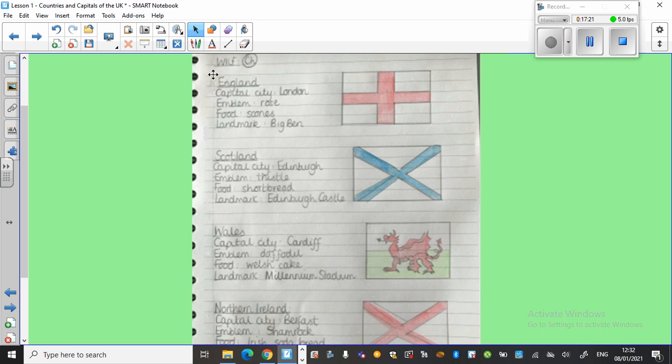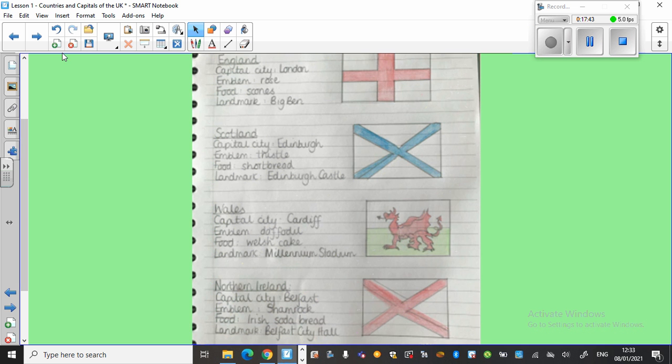So I've decided to set it out this way on one page. You might decide that you want to set it out so you split your page into 4. So you have England, Scotland, Wales, Northern Ireland. It's up to you really exactly how you want to set it out. But if you're really, really stuck and you're struggling for how to set this piece of work out today, just have a look at this one that I've done, and that can help you out.